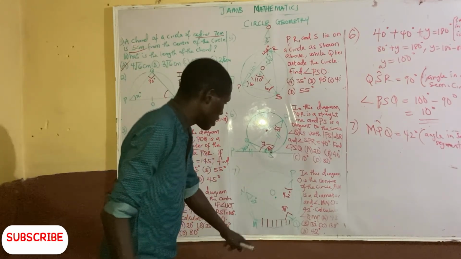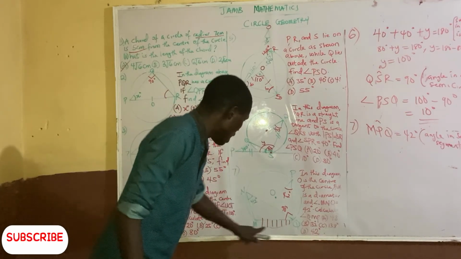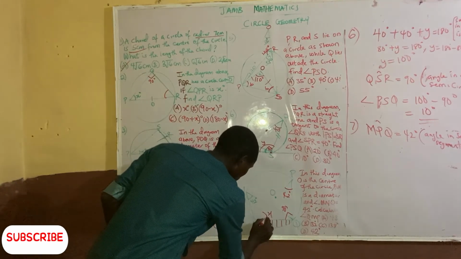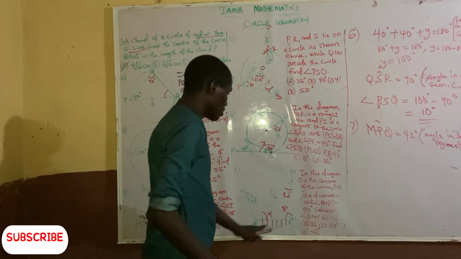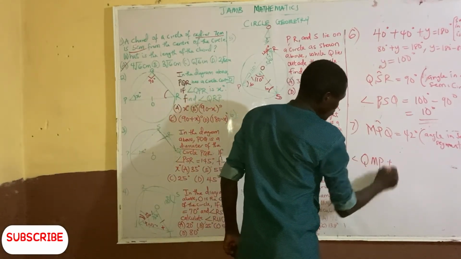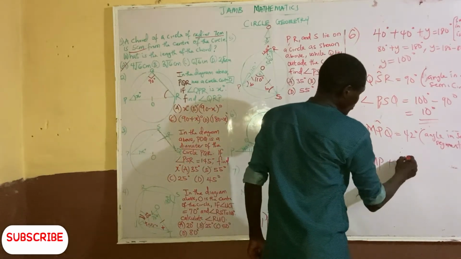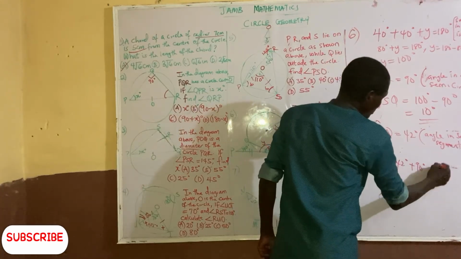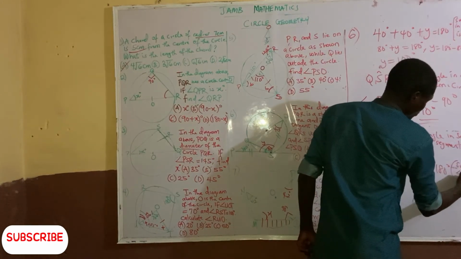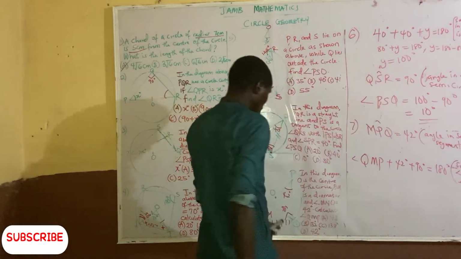Now, if that be the case, we know this one is 42 and this one is 90 degrees. You can easily calculate angle QMP. You have to calculate this angle, which I label X. Calculate angle X, which is angle QMP. Now X plus 42 degrees plus 90 degrees equals 180 degrees. Sum of angles in the triangle as well.